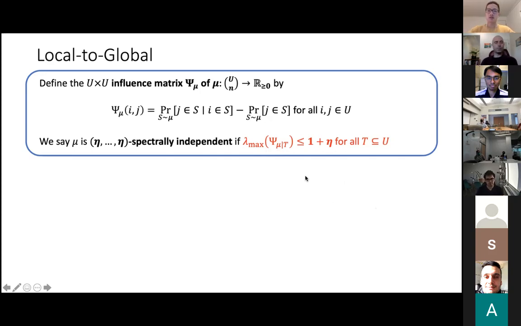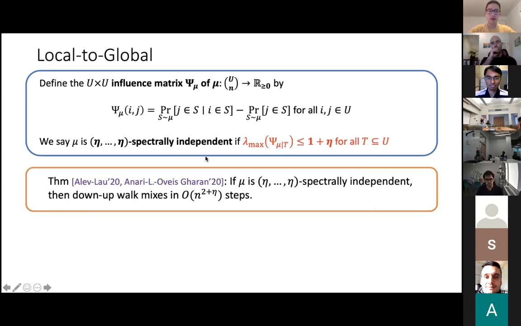Okay, so basically it's just the previous notion of spectral independence I said, but for all conditional distributions. Okay, and so the first theorem, which is really due to Anari, Liu, and Oveis Gharan, says that if you have spectral independence with parameter eta, then this simple Markov chain that I mentioned earlier mixes in n to the 2 plus eta steps. So in particular, if eta is a constant independent of n, you get polynomial mixing for this simple random walk.